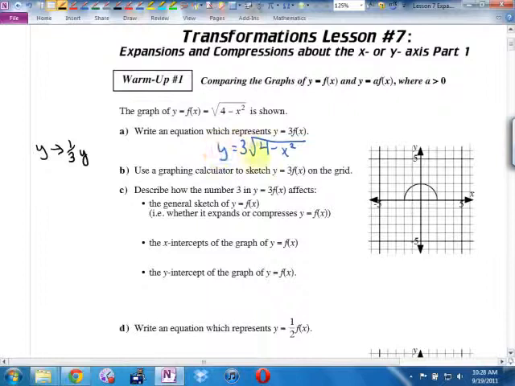A 3. Okay. What letter did we replace, Steph? Because I asked you to. What letter did we replace? I'll never get tired of that joke. Yeah. What letter did we replace? Yeah, we replaced the y.